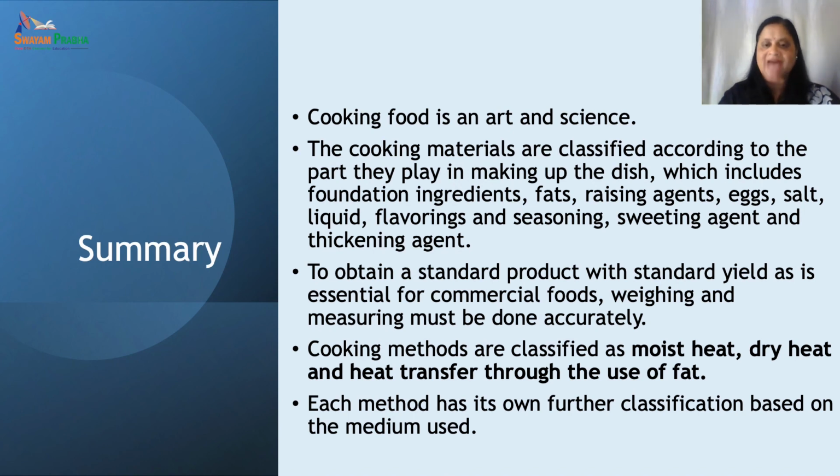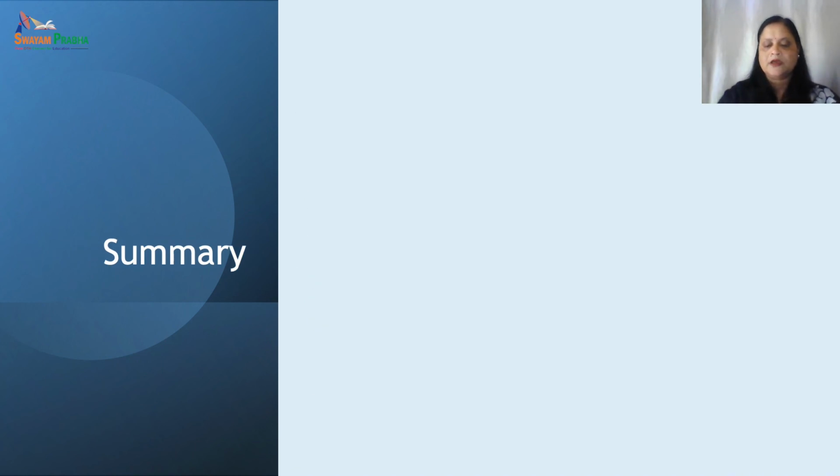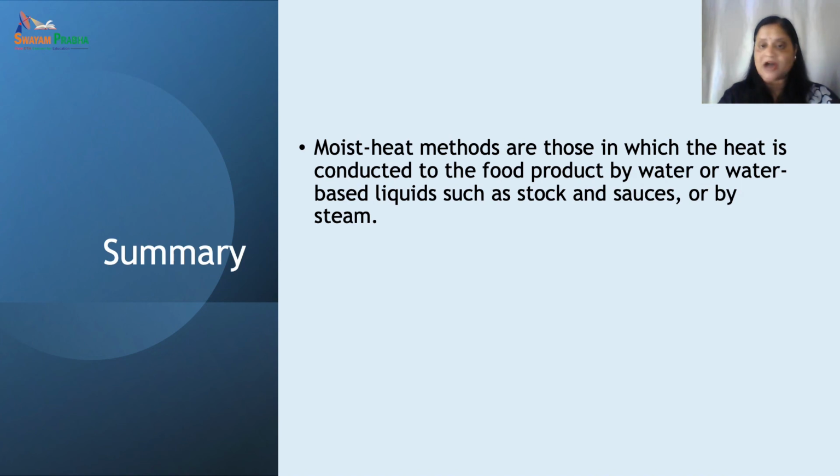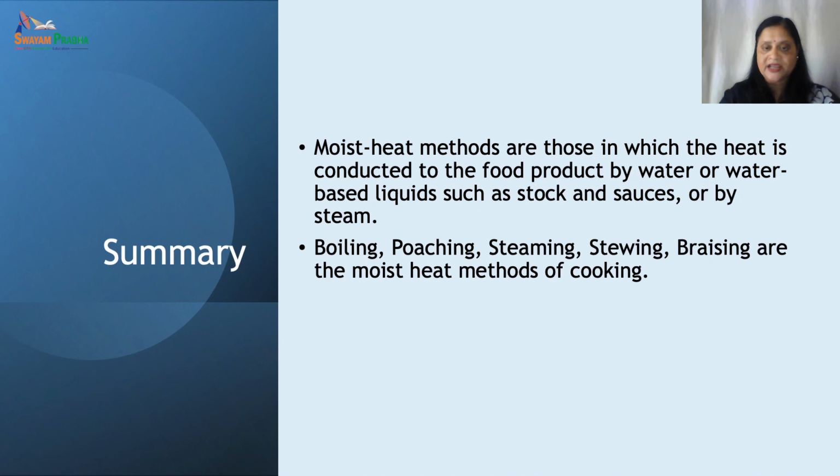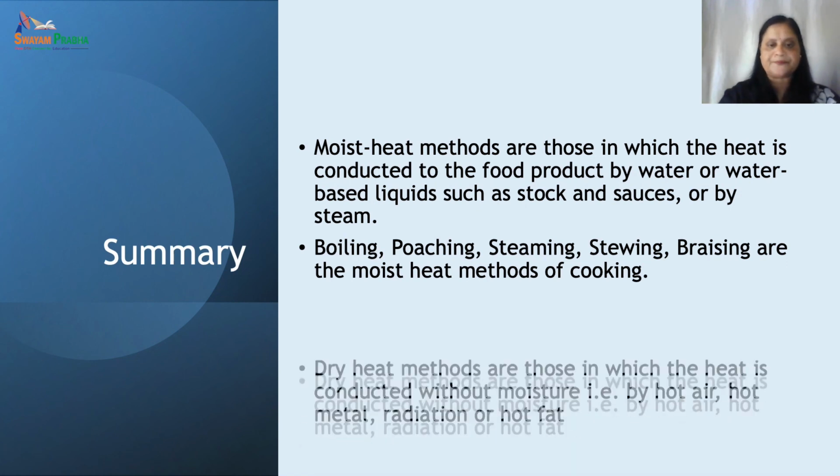Each method has its own further classification based on the medium used. Moist heat methods are those in which the heat is conducted to the food product by water or water-based liquids such as stock and sauces or by steam. Boiling, poaching, steaming, stewing, braising are the methods of cooking done by moist heat method.